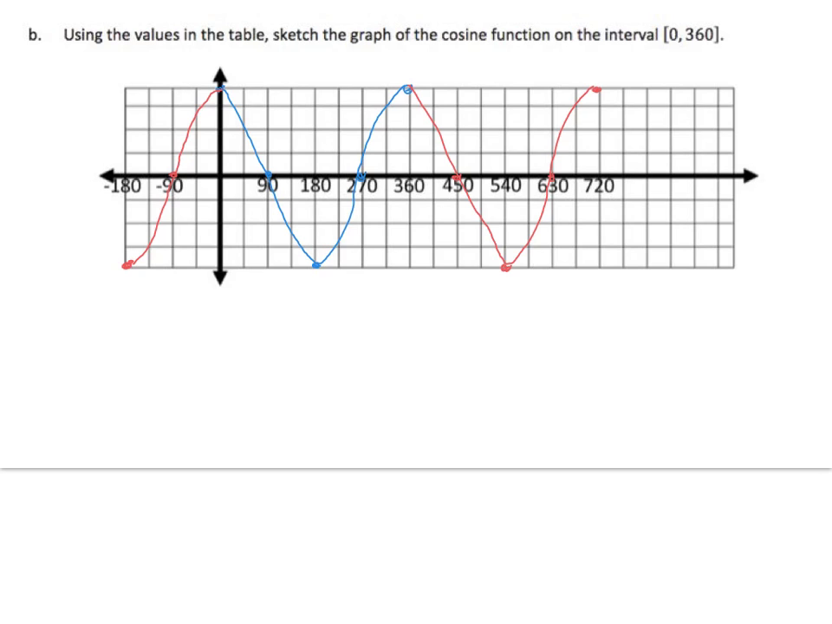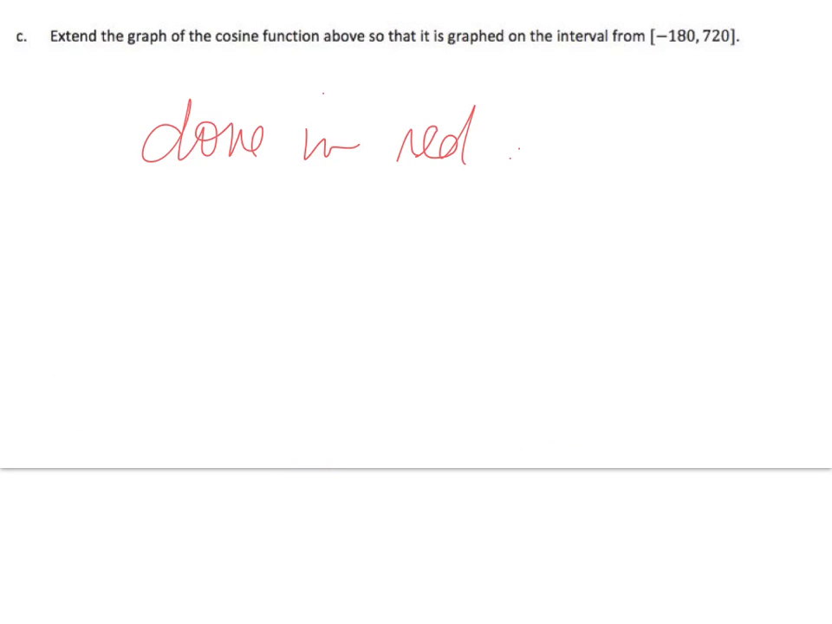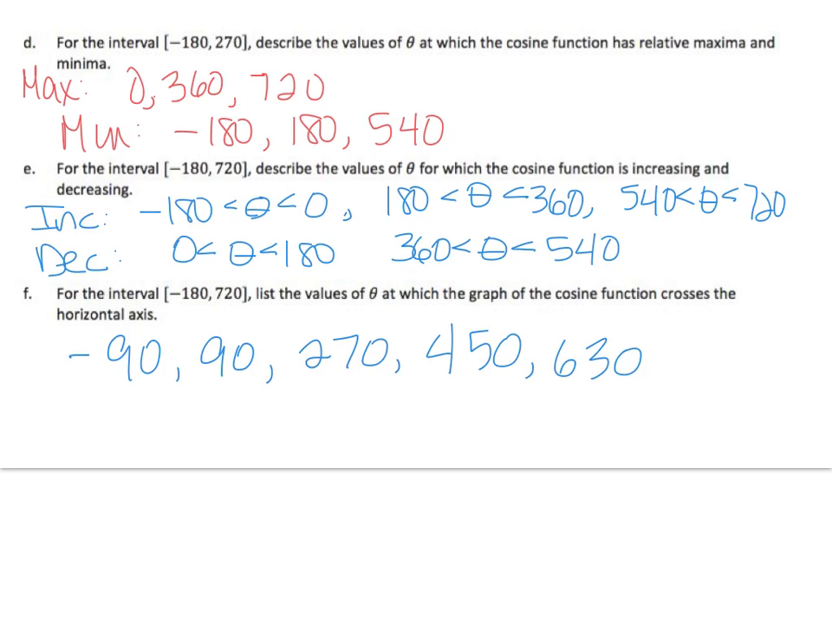In blue, I graphed just the table, where we're starting, cosine of 0 degrees is 1, then we oscillate down and back up again. Then if you just continue the pattern through the rest of the graph, which I did in red. My table was in blue, and then I extended the graph in red. Right there. Okay, let's answer the questions.